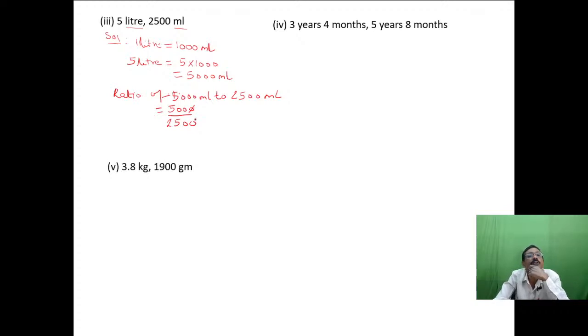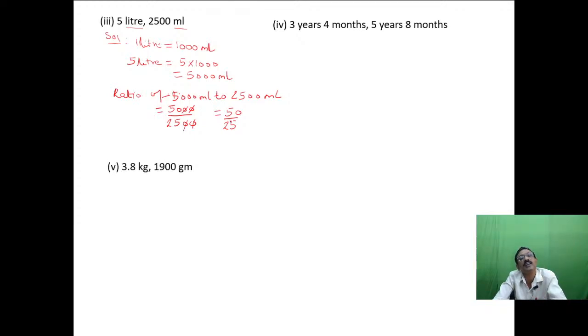This zero, gone. This zero, gone. And how much do we get? We get 50 upon 25. We have got 50 upon 25. Can we further reduce it? Now looking at this 50 and 25, we can easily say that it goes in the 25 times table.